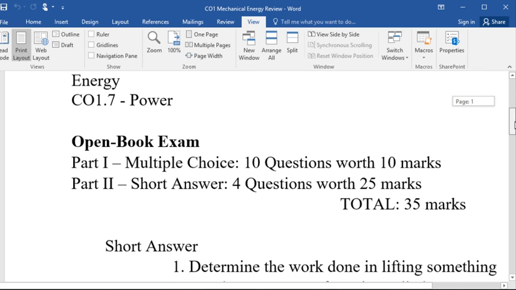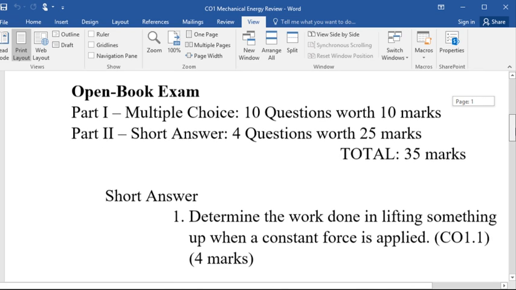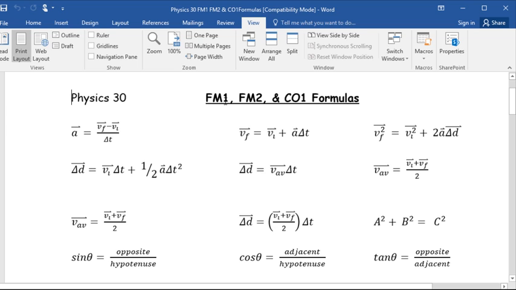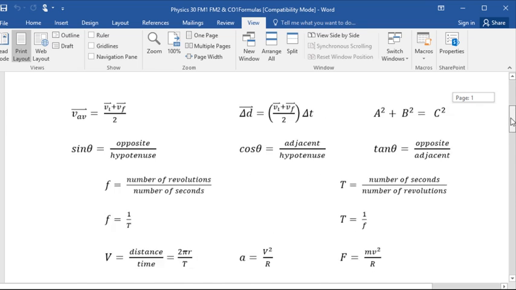So if we look at what will be on the exam, part one will be multiple choice, 10 questions worth 10 marks. And of course, yes, it's an open book exam like the previous one. Short answer, there'll be 4 questions worth 25 marks, so a total of 35 marks, just like usual. To give you some hints, and also you'll have this sheet, a newer formula sheet that has the CO1 formulas embedded into our previous formulas that we looked at.